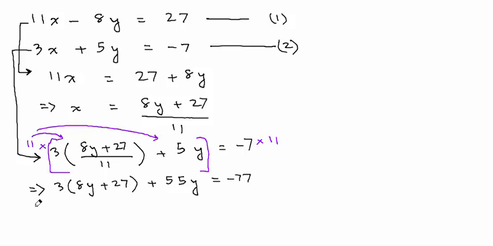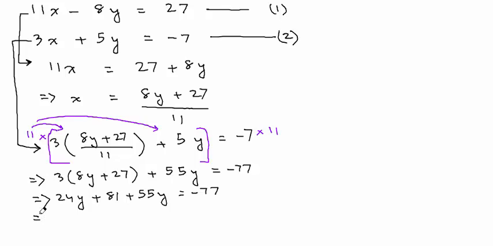Let's just open up this parentheses now. 3 times 8 is 24. So we have 24y plus 3 times 27 is 81 plus 55y is equal to negative 77. 24y and 55y add up to 79y. That's going to be equal to, if you take the 81 on the other side, negative 158. And then divide both sides by 79. We have y is equal to negative 2.